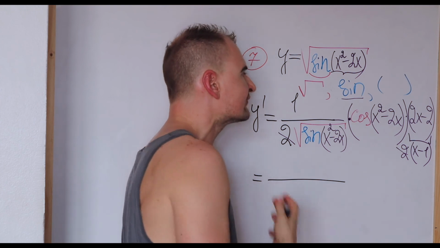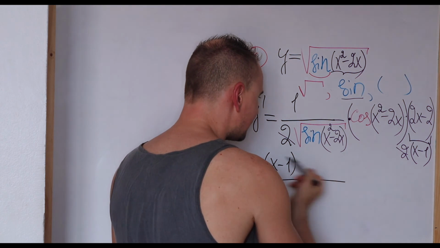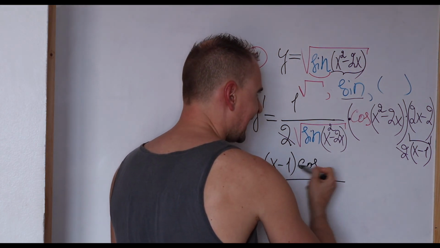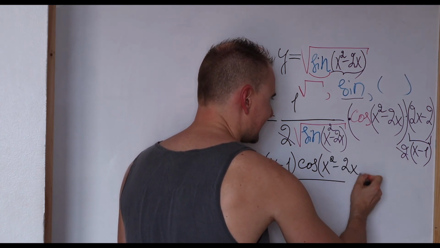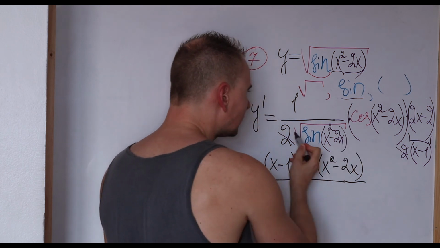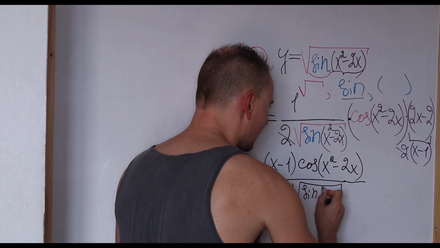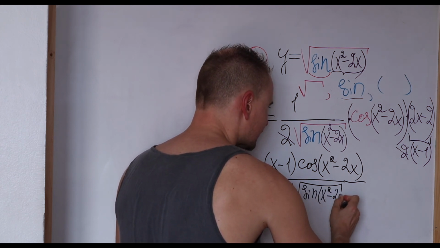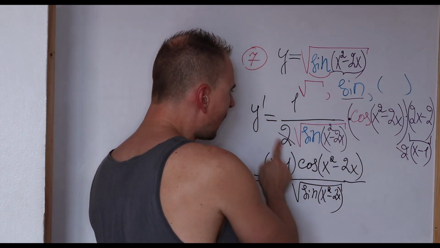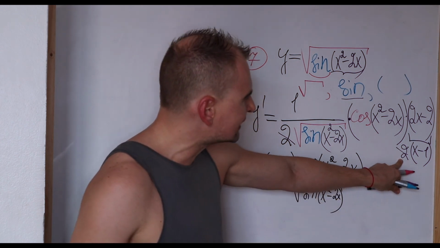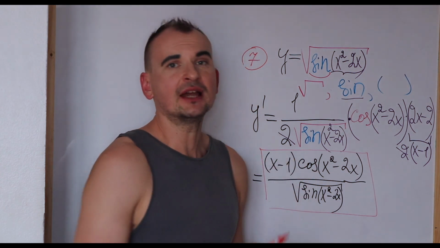So basically, the derivative is going to be a fraction. Since x minus 1 is an algebraic term, and typically we put it before the trig function, cosine of x squared minus 2x remains on top, and your bottom just becomes the square root of sine of x squared minus 2x. So that remains on bottom. Again, the 2 goes away, since the 2 on the bottom cancels out with the 2 on top. And that's your derivative after it is simplified.